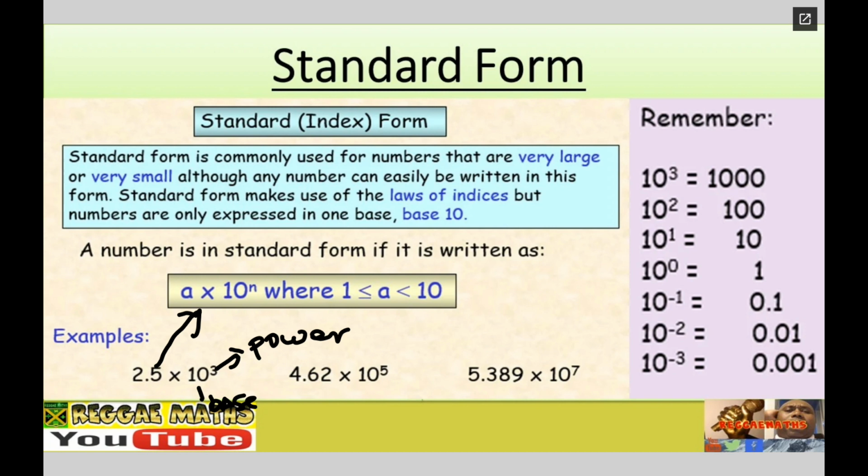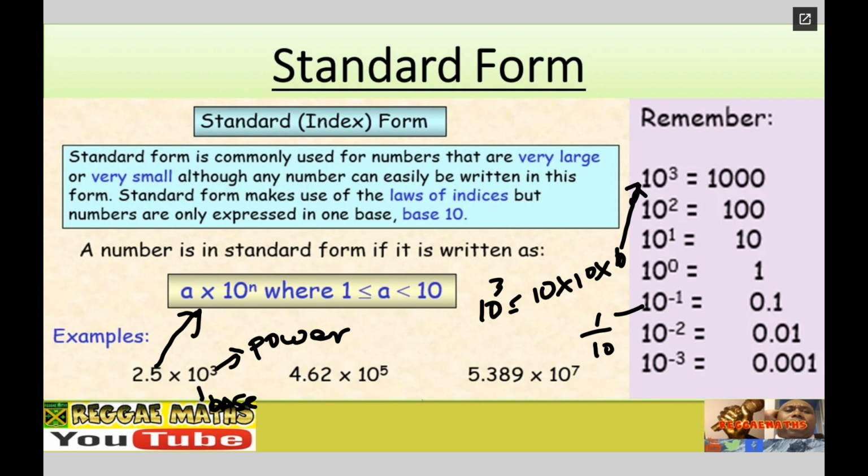As a reminder, everything to do with standard form has to do with base 10. So 10 to the power 3 is basically 10 times 10 times 10, which gives you 1,000. 10 squared gives you 10 times 10, which is 100. 10 to the power 1 is 10. 10 to the power 0 is 1. 10 to the minus 1 is 0.1, or we can write this as 1 over 10, which is the same thing as dividing by 10.